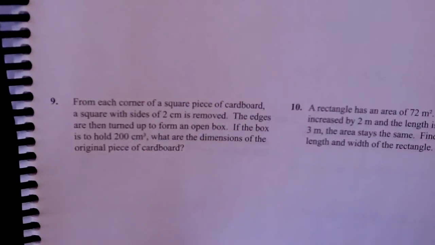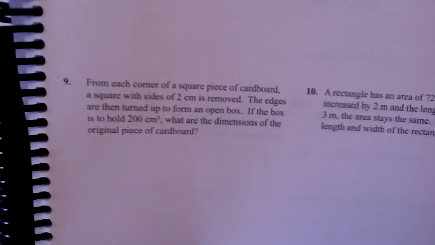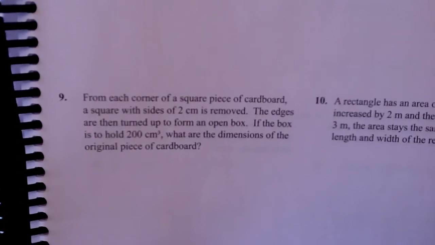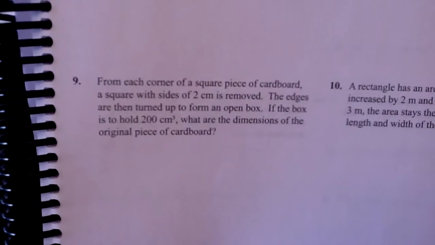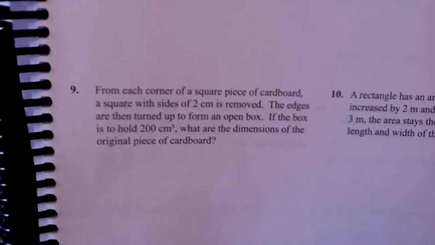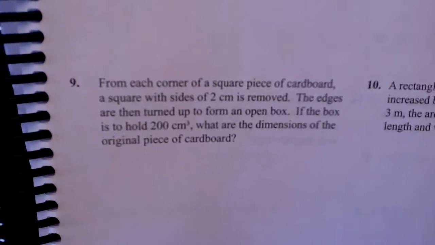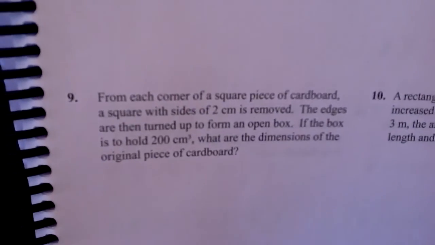From each corner of a square piece of cardboard, a square with sides of 2 centimeters is removed, and the edges are then turned up to form an open box. And if the box is to hold 200 cubic centimeters, what are the dimensions of the original piece of cardboard? It's a good thing to maybe highlight what are the dimensions of the original piece of cardboard, because we're going to actually solve for x, which is not going to be the original dimensions.